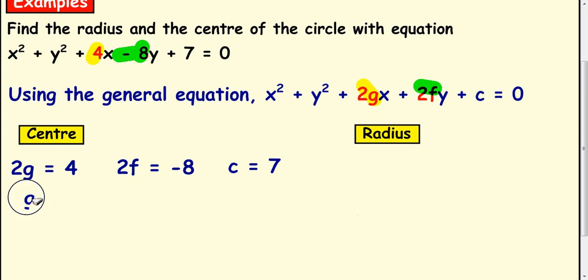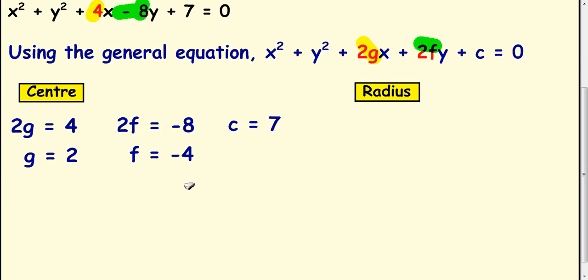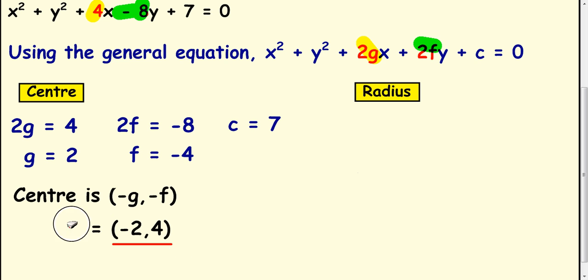We need to work out g, so that's 2, and f, negative 4. And from the formula sheet, the centre point was negative g, negative f. So that becomes negative 2, and that becomes plus 4. And you have your centre.